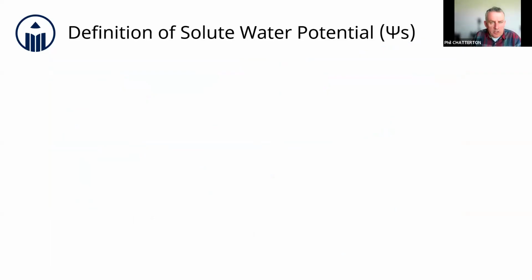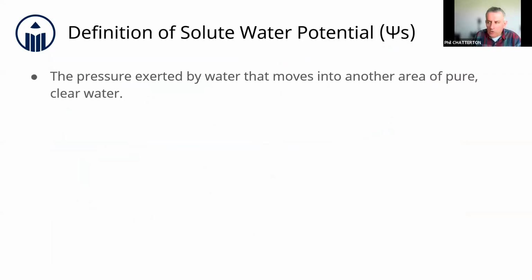So what's the definition of solute water potential then? I would say it's the pressure exerted by water that moves into another area of pure, clear water. Now, at this point, guys, it's really important that I would encourage you to always, if you write about water potential in your answer, there's a tendency to leave out the word solute because that's often what we're referring to in a question that's about osmosis, or it might be about what happens to a cell under certain conditions.